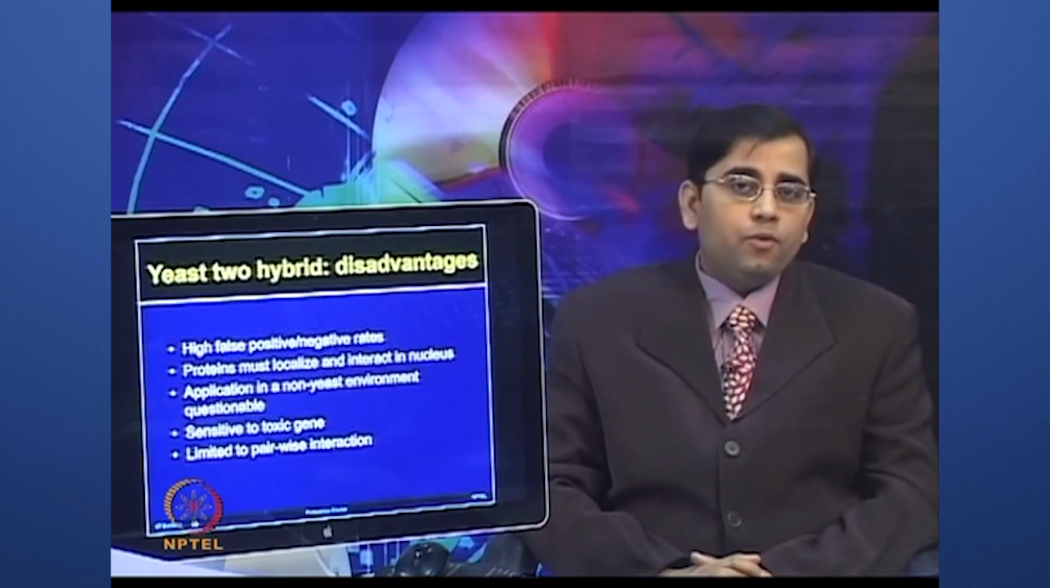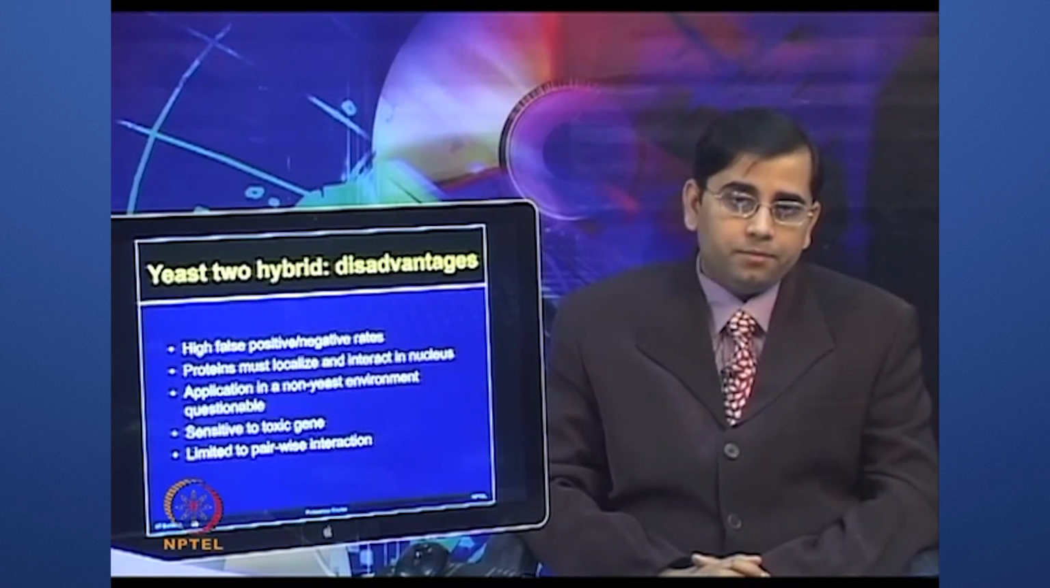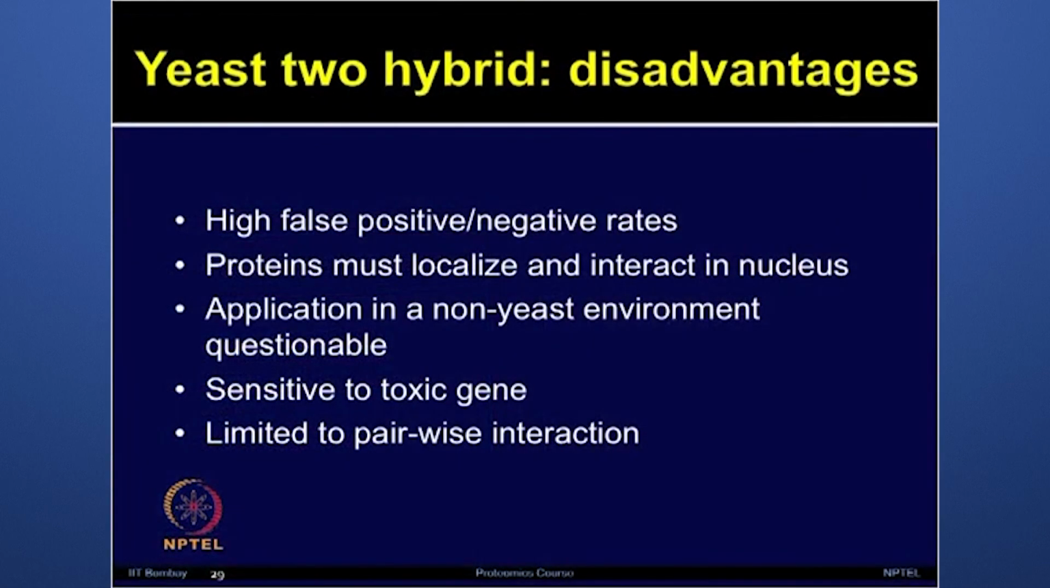What are different disadvantages of using the yeast two-hybrid system? It provides very high false positive and negative rates. So, high false positive rate has been one of the major limitations of this approach. The proteins must localize and interact in the nucleus. So, that is a limitation of the approach, because it is restricted to binary interactions, or if you compare with immunoprecipitation, the complexes cannot be formed.